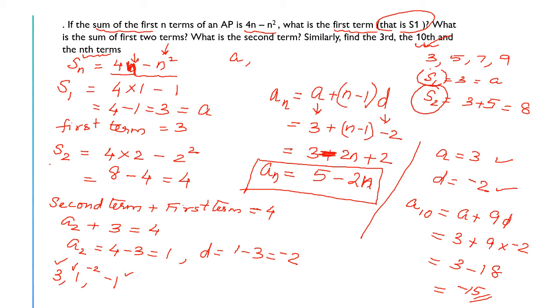Yes. So this is how they have asked us to find the terms. Is it understood? The concept that you have to understand here is sum of the first term means it is first term itself. Sum of two terms, it is first term plus second term. Yes. That concept, if it is clear, then we can move on to the next question. Is it clear?